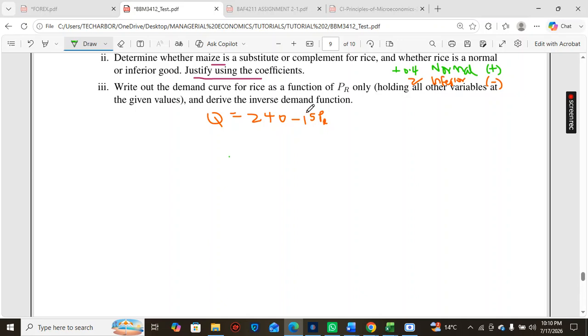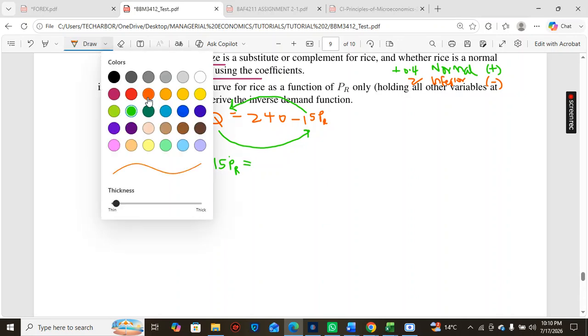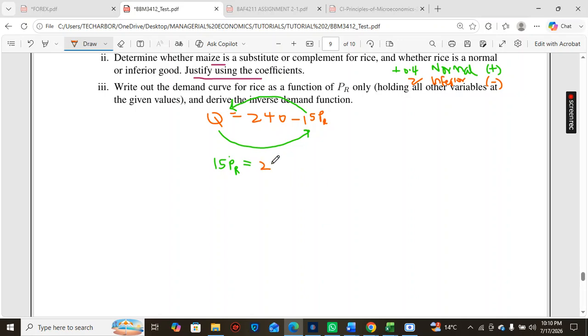So what we can do is we can take this negative 15 over the equal sign, and this positive Q, we can take it off. So when we take the negative 15 PR over the equal sign, it becomes 15 PR equals 240 minus Q.